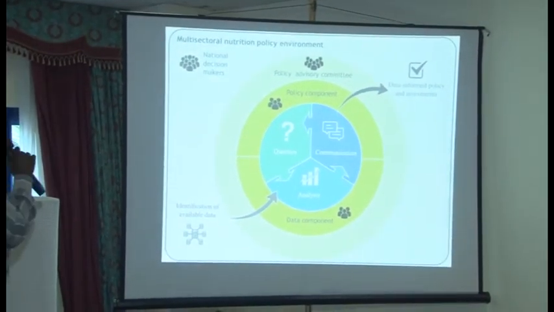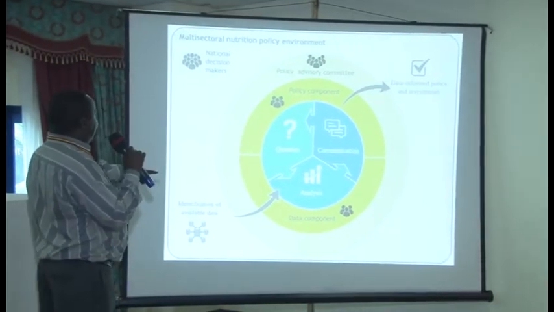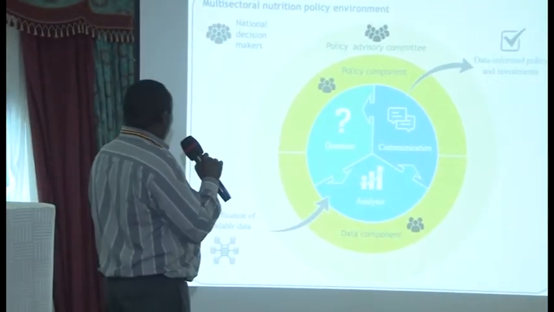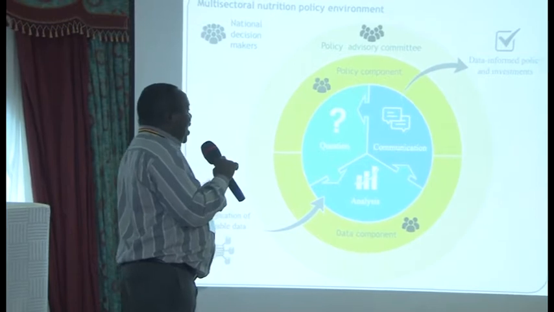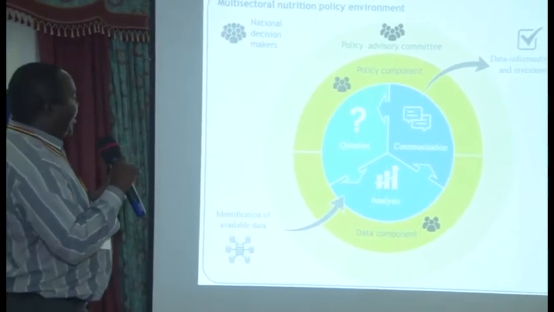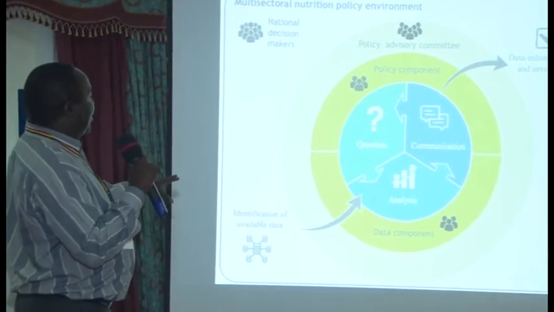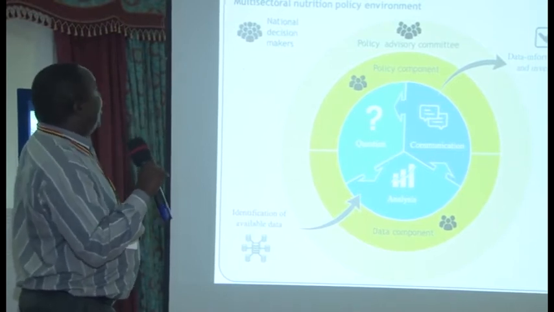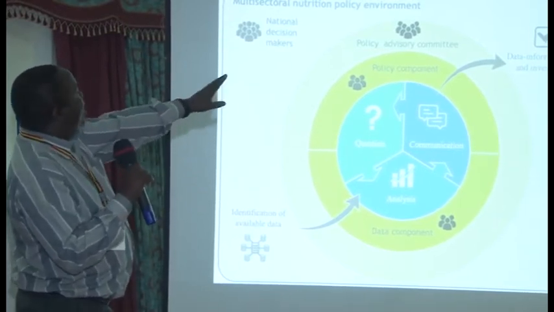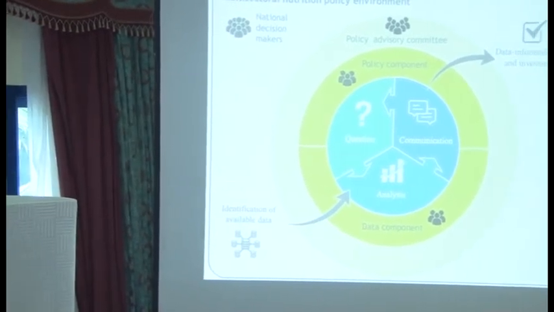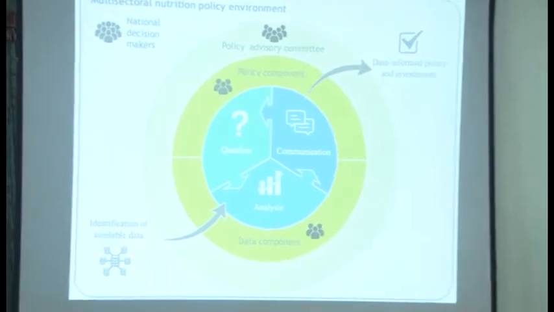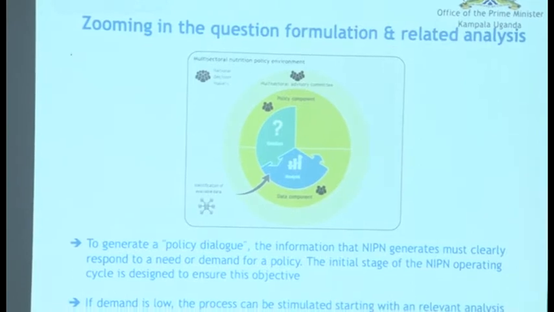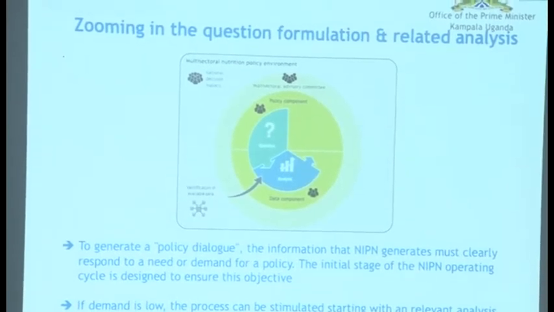Now, if you look at this process, the data component or the data analysis unit, to do good analysis, they also have to identify available data. They have to look at what is available. And if they find any data gap, they will make sure that within the system they work towards having some kind of data gap filling. But once that is done to the communication, then it informs the policy and other decision makers. In a nutshell, that is the process.